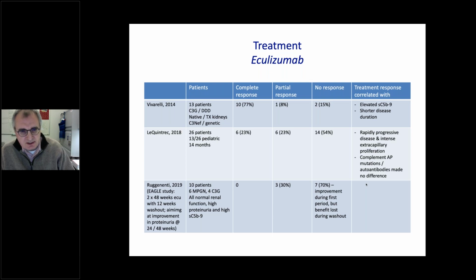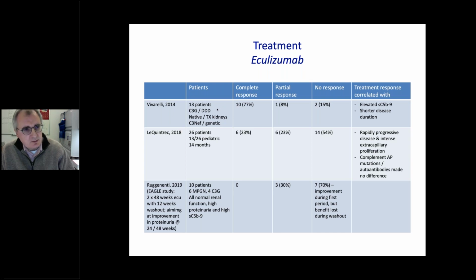You remember that we highlighted the role of the C3 convertase, so a more upstream part or step in the complement cascade. And so it's not too surprising that the terminal blocker eculizumab is not really the blockbuster in C3G. Here are probably three of the key studies that you should hear about.